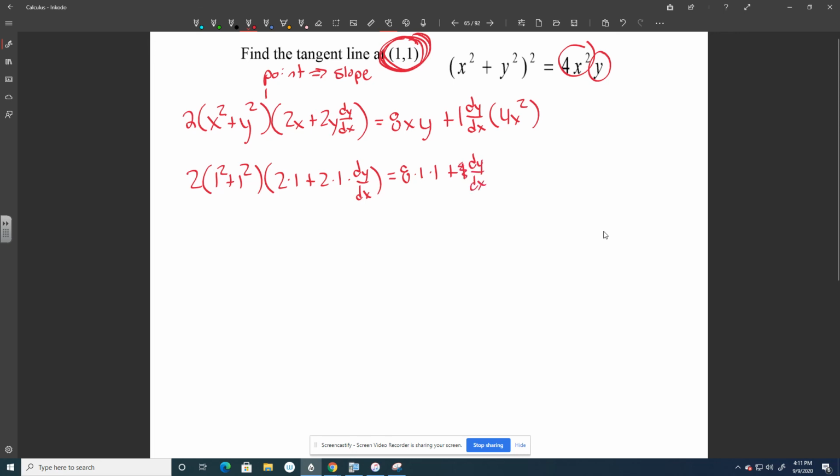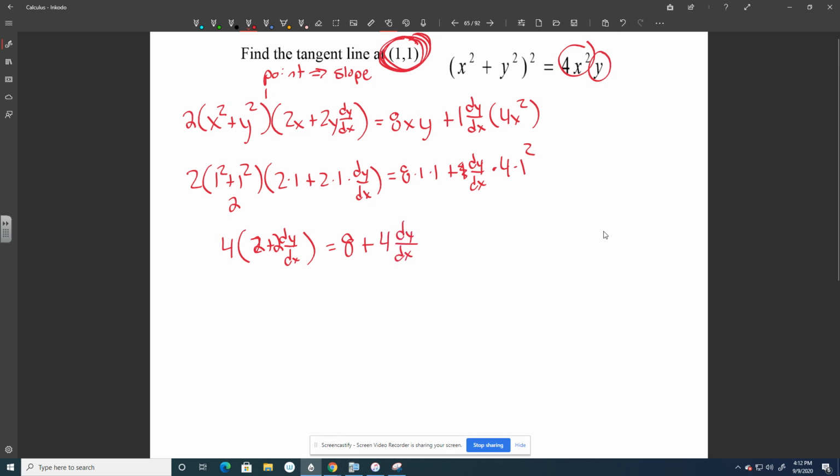We don't really even need that 1, do we? Multiplied by 4 times 1 squared. So this just becomes 2 times (1 squared plus 1 squared). So 2 times 2 becomes 4. The inside of this parenthesis, I've got 2 times 1, which is 2, plus 2 times dy/dx. So let's write 2 plus 2 dy/dx. I'd love to get those 2's spread apart, but not quite yet. 8 times 1, that's just 8. 4 times 1 squared just becomes 4 dy/dx.